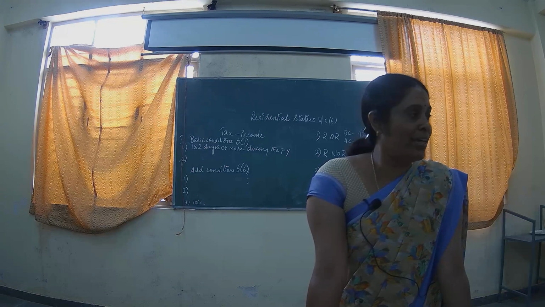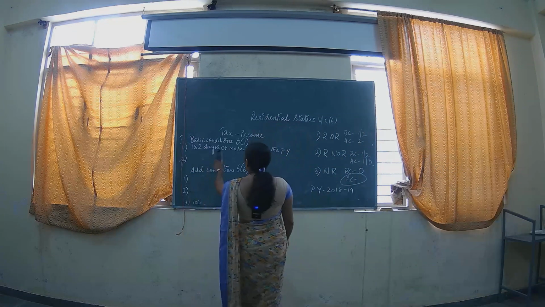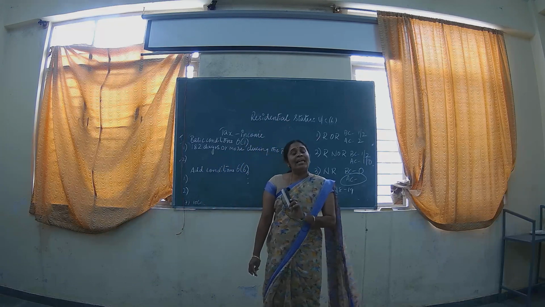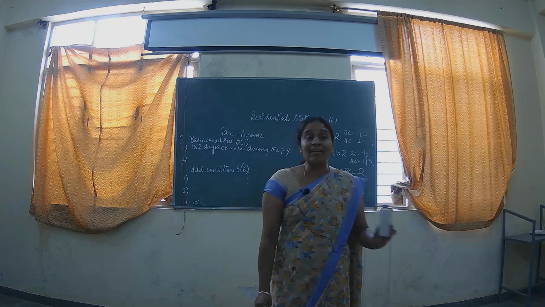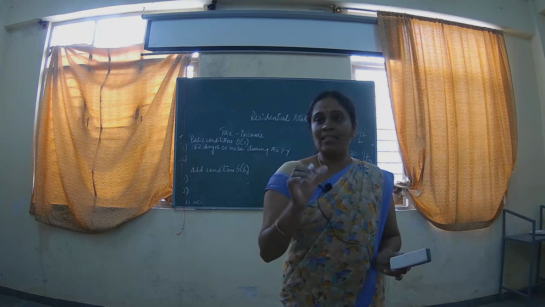Anywhere, any part of India, he should be there in India. This is the first condition, which says that 182 days or more during the previous year. He need not be there continuously. When I say days, it need not be continuous. Okay, it is in days form.